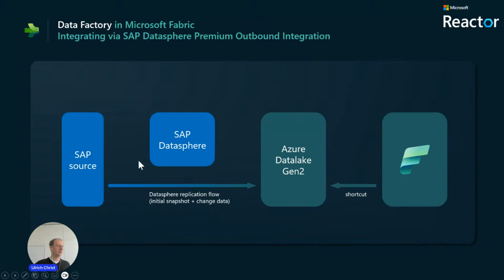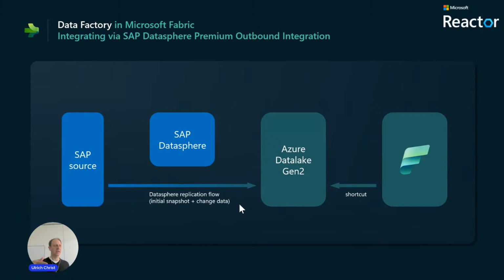So that's a mechanism where you basically use Datasphere as an ETL tool only, so you don't store data in Datasphere at all. You use Datasphere replication flows connecting to your SAP source system as a source and connecting to Azure Data Lake Gen 2 as a sink, and the data flows directly from your source system into Azure Data Lake Gen 2. Again, this supports initial snapshots and change data.